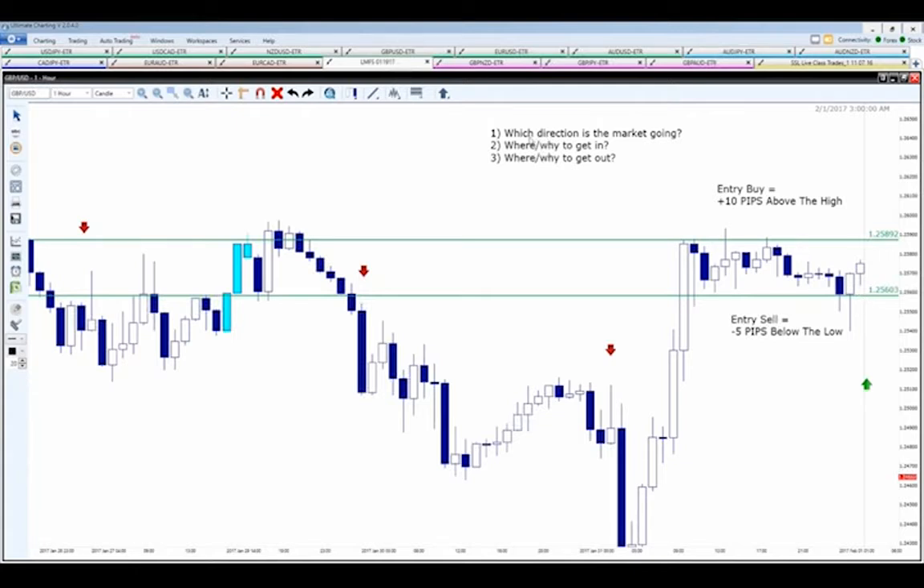So this is going to help us answer question number one: which direction do we believe it's going? I told you we're looking for that directional movement. This simple trading strategy is going to help us do this here.